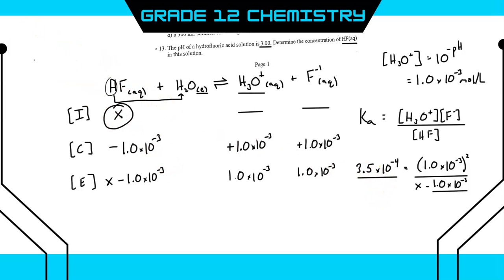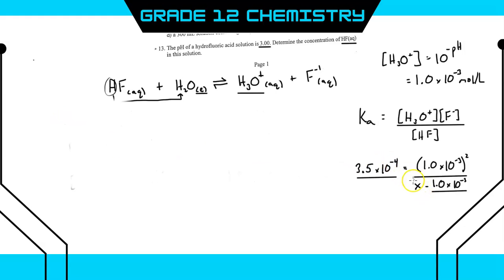So let me make some room. All right, so let's go ahead and do this math. We're going to multiply both sides by that wonderful bracket.